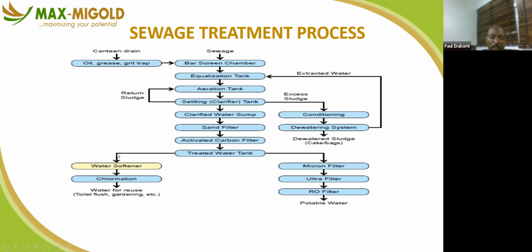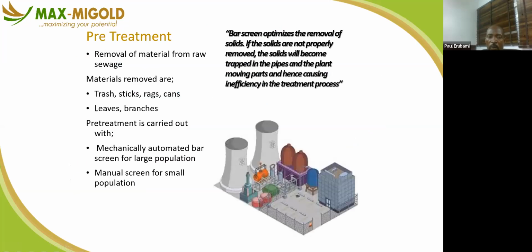But otherwise, you can pass it through what we call a water softener, add chlorine to it, and start using it for sanitary purposes or wetting your garden. Or possibly you can decide to discharge it into the public drain. These are all the processes that are involved in treating your water.